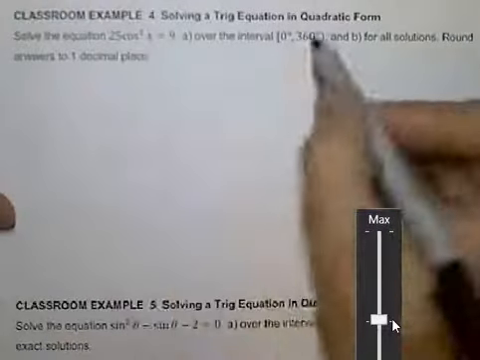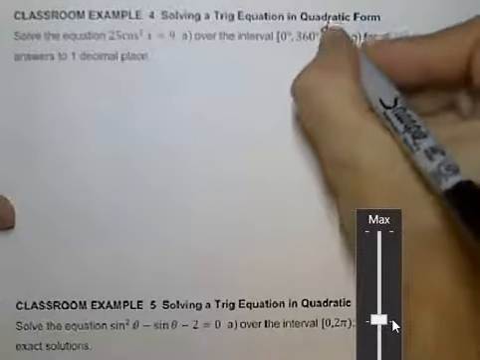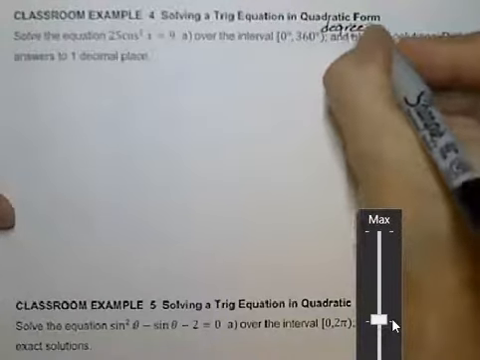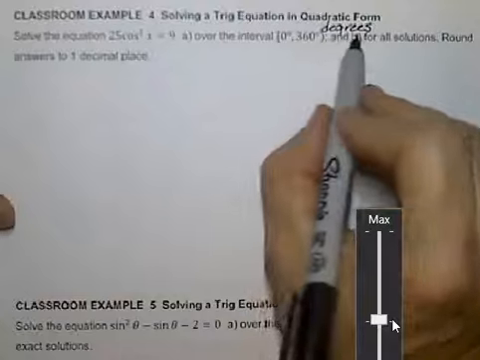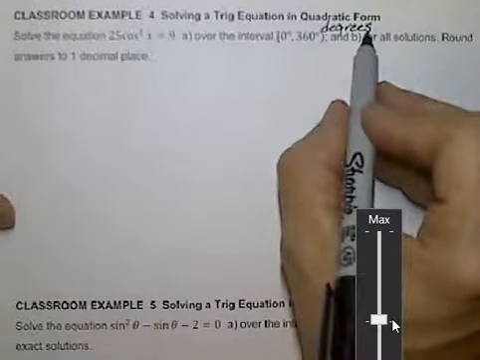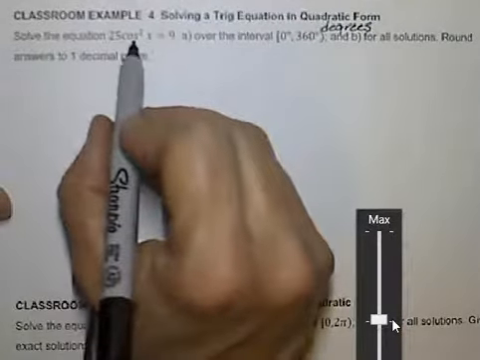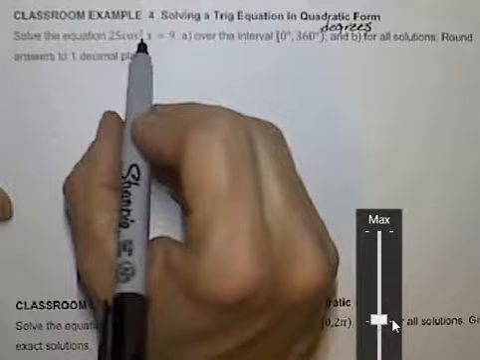For this equation, we're trying to solve it between 0 and 360 degrees. So that tells us we want solutions in degrees. That means if we're using our inverse trig functions on a calculator, you want to make sure your calculator is in degree mode. And then if we look at this equation, this is quadratic in form because we've got a cosine squared.